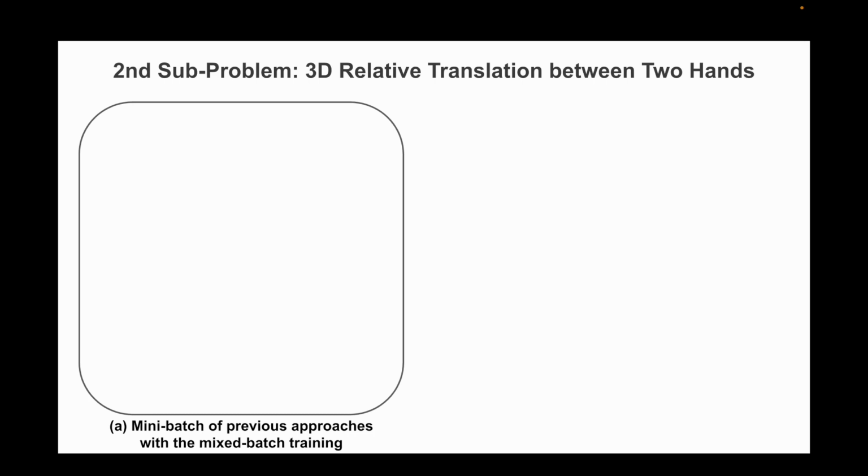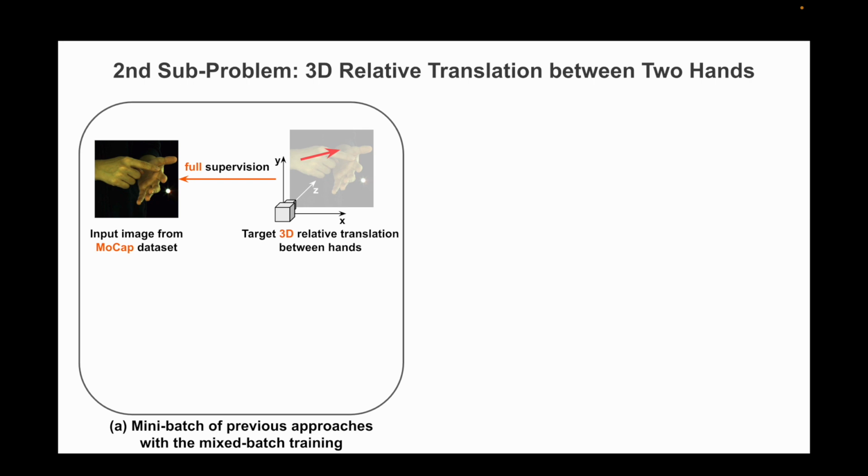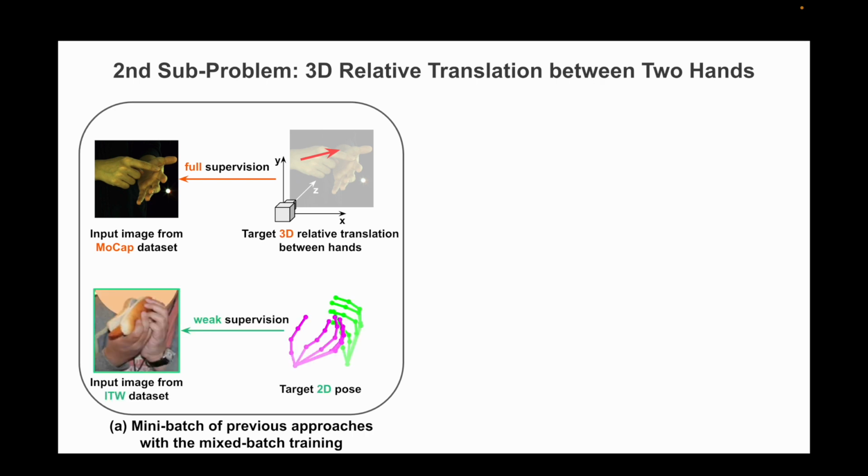The second sub-problem is recovering the 3D relative translation between two hands. To this end, previous works take two-hand images as input and fully supervise the network with 3D ground truth translation. As InterWild datasets do not provide 3D ground truths, samples from InterWild datasets should be weakly supervised with 2D joint coordinates. But actually, this makes some problems.